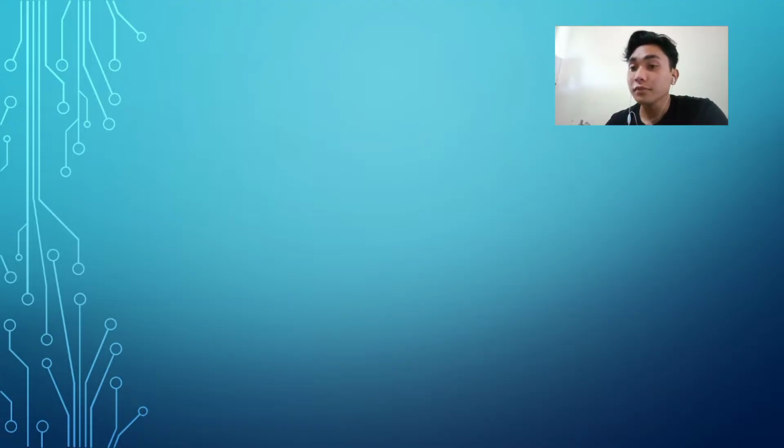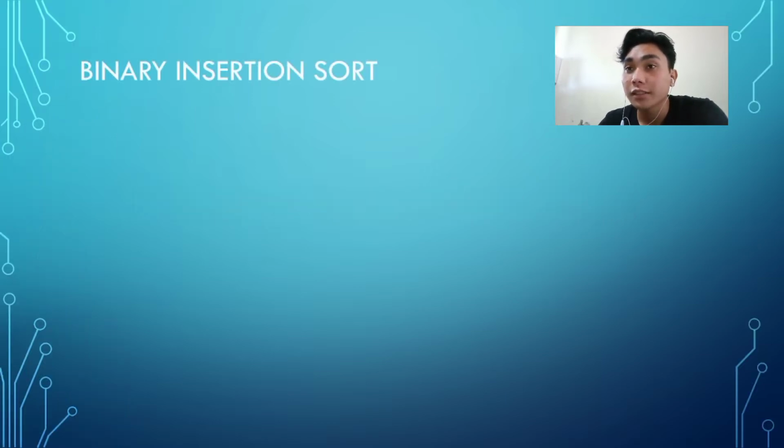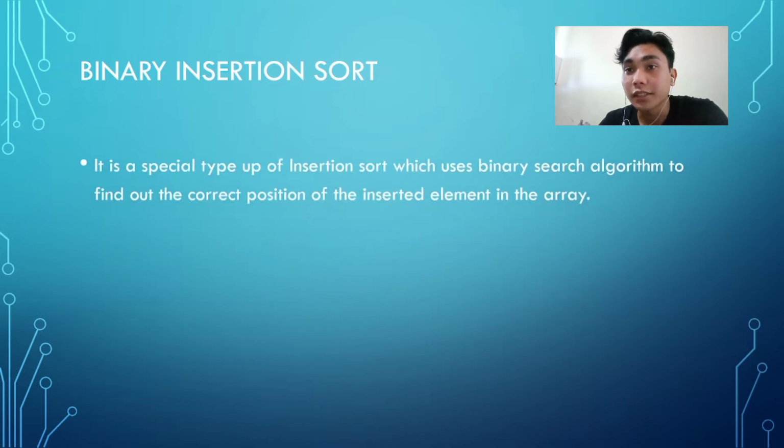Good day everyone. I am here to discuss what binary insertion sort is and how it works. Binary insertion sort is a special type of insertion sort which uses the binary search algorithm to find the correct position of the inserted element in the array.